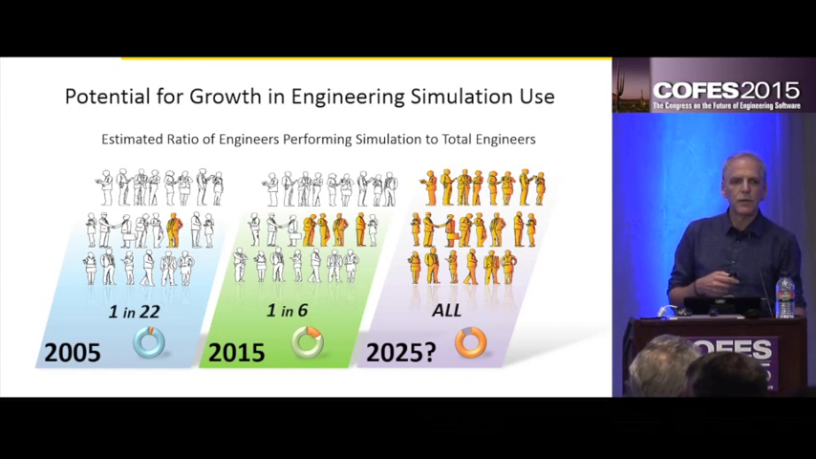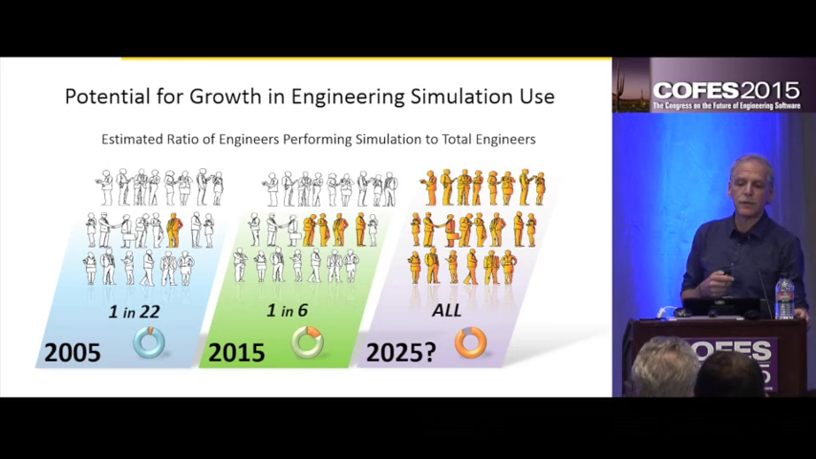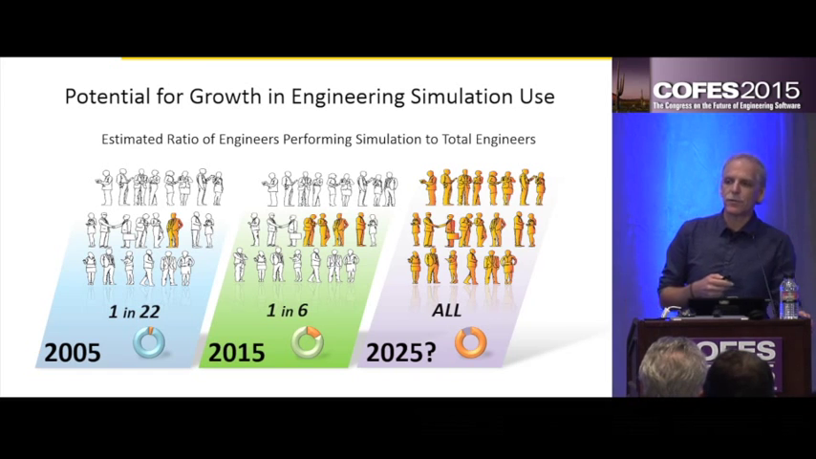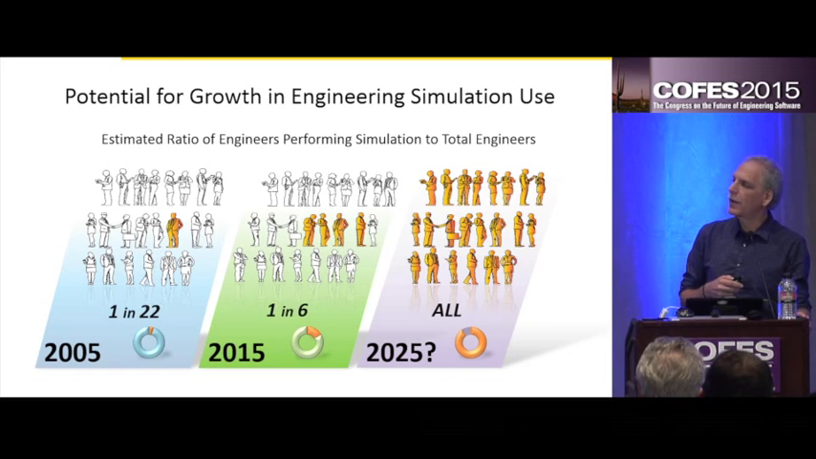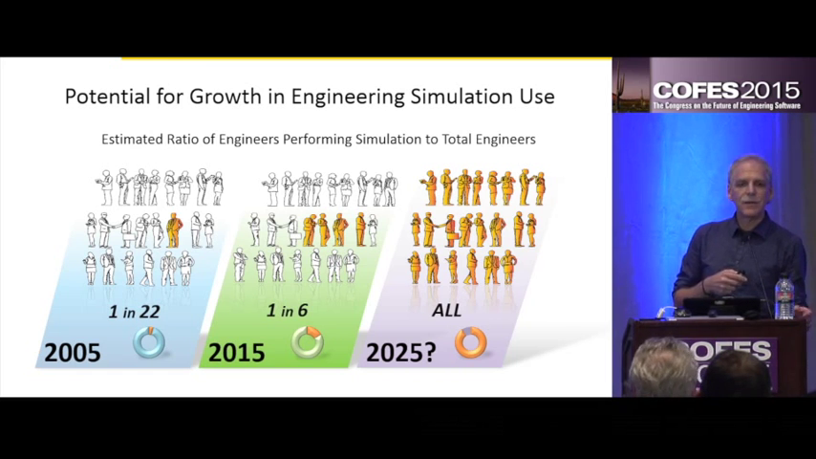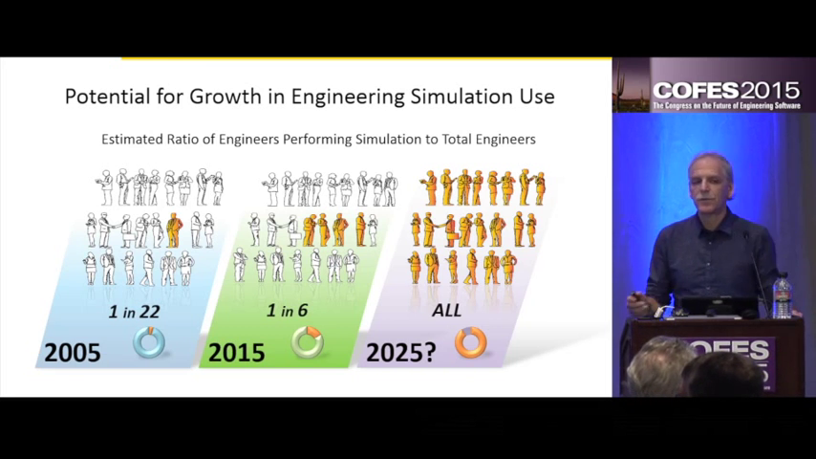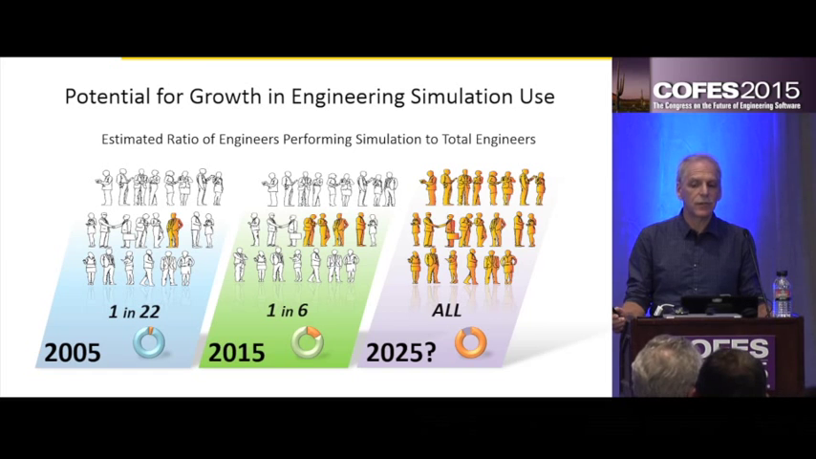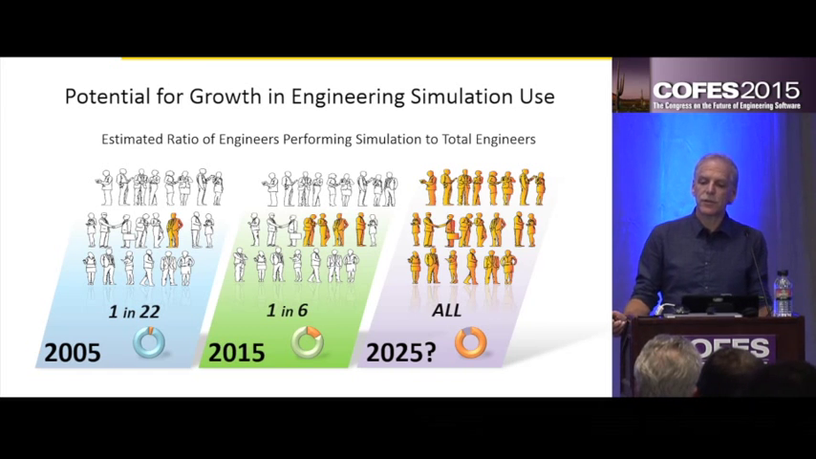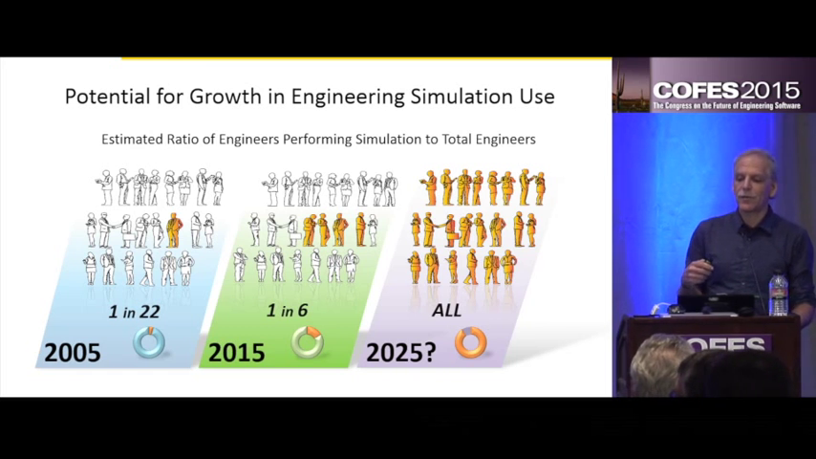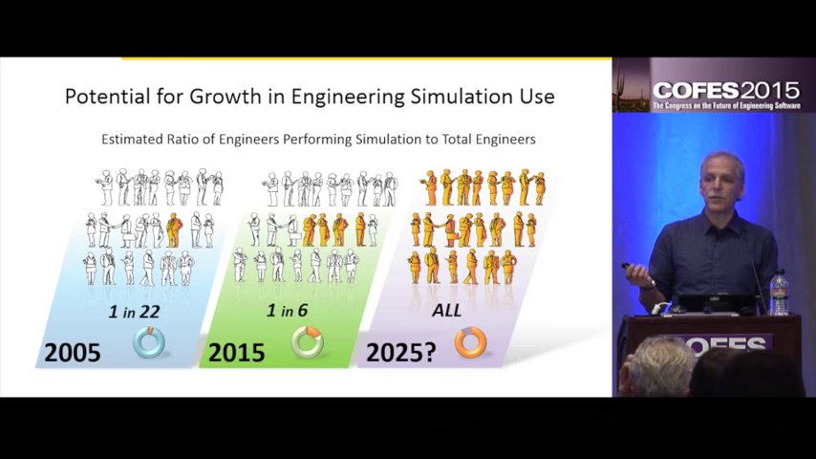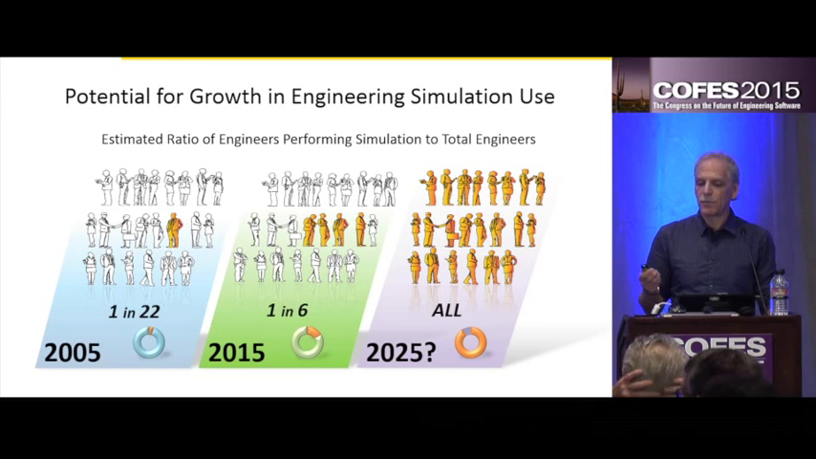And this really carried on from the premise, the revolution that Joe spoke about and that Richard Riff introduced. If you look back 10 years ago, there was an estimate that maybe 1 in every 20 or 22 engineers were using simulation. Over the last 10 years, we've actually improved that number to 1 in 6. So the question is, what would it take to get to more or less all engineers using it over the next 10 years? That was the challenge.